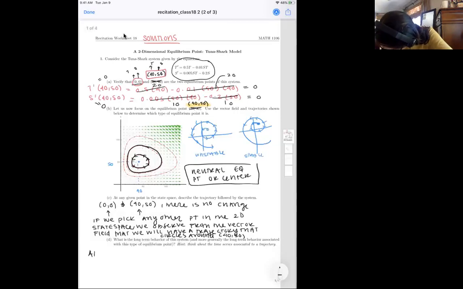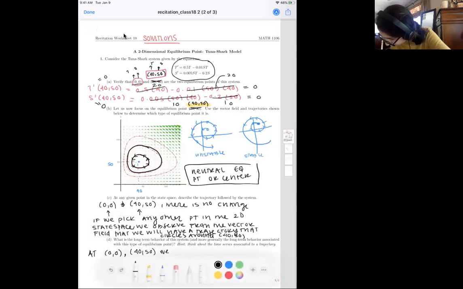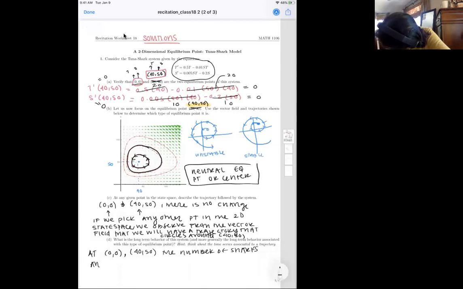So at 0, 0 or 40, 50, we stay, so I should say more specifically with respect to the problem, the number of sharks and number of tuna does not change. So at 40, 50, for example, the number of sharks will forever be 50, and the number of tuna will be 40. And there'll be no change since we're staying there.